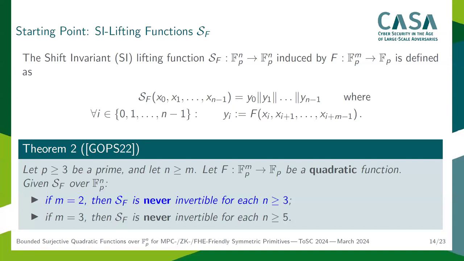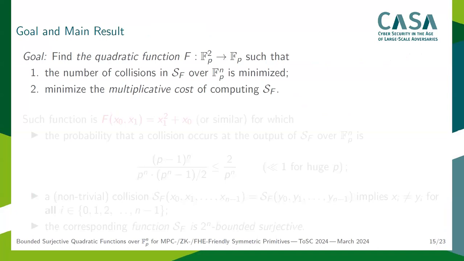But here we are working with non-invertible functions, so that's absolutely fine for us. And we want to focus on this case, so m equal to 2. In the paper, we look for a quadratic function that takes an input of 2 elements and turns it into a single element, that minimizes the number of collisions in the corresponding shift invariant lifting function SF, and that also minimizes the multiplicative complexity.